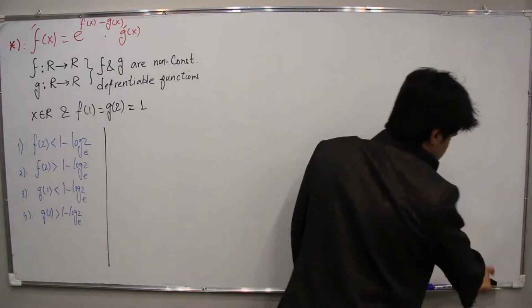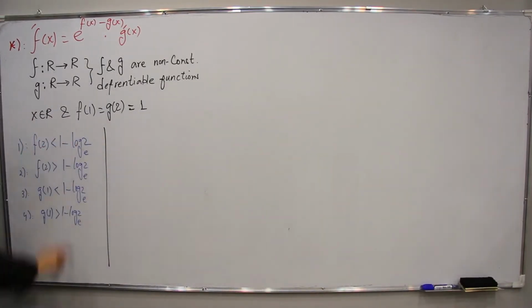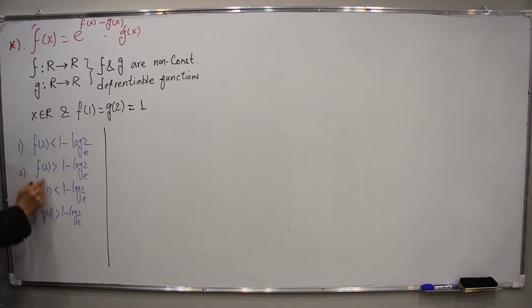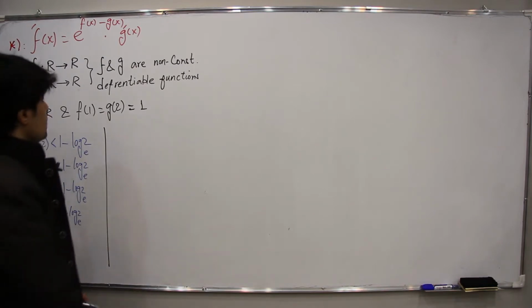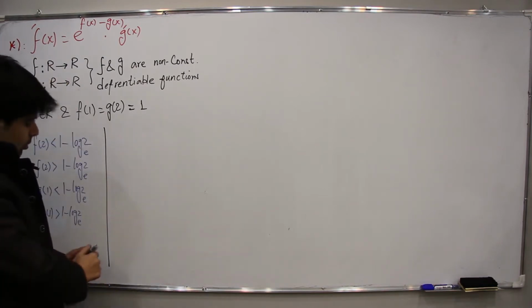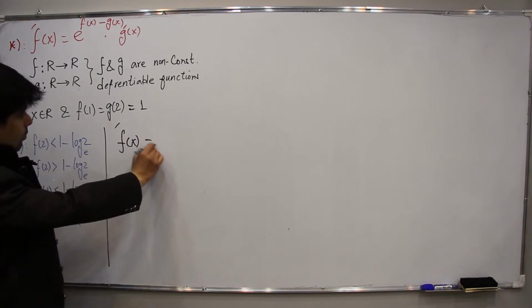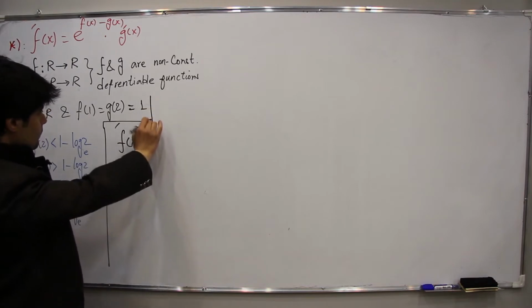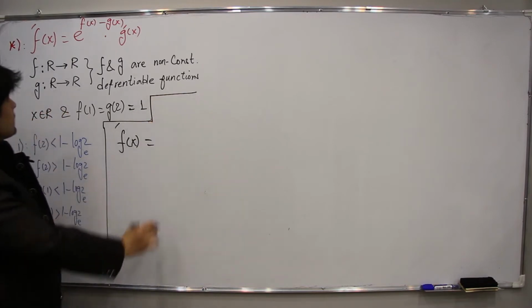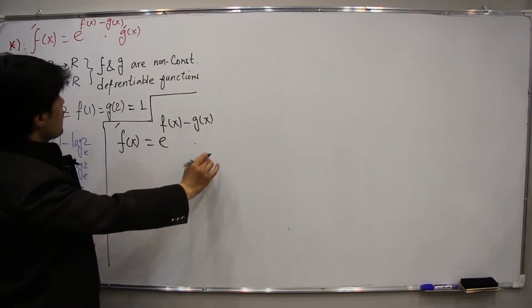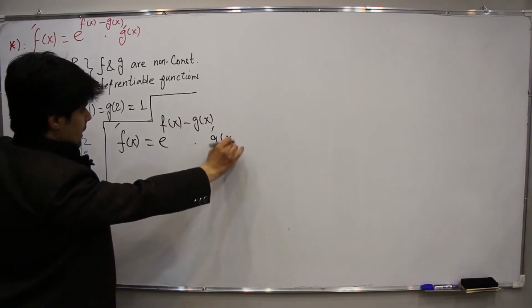First of all, my dear friends, look at the answers. In the answers, we don't have any differentiation. It means we have f with no dash, and we have g with no dash. But the question is with the dash. So, f'(x) = e^(f(x) - g(x)) times g'(x).